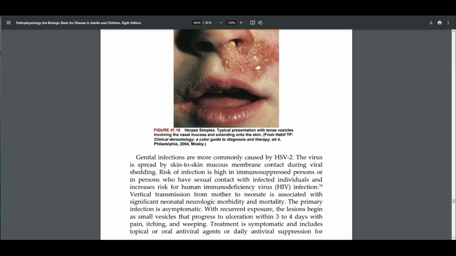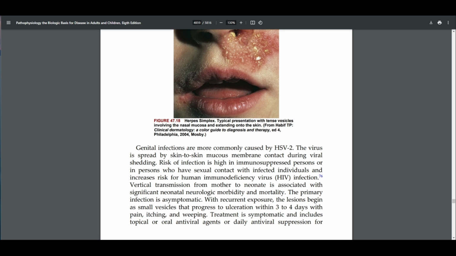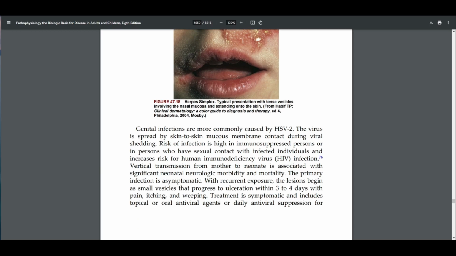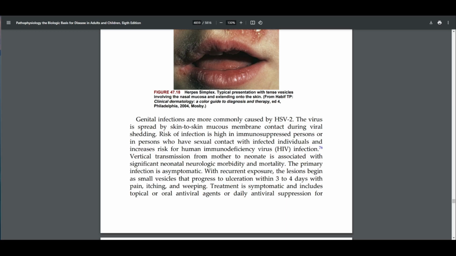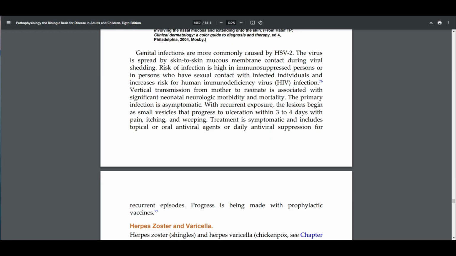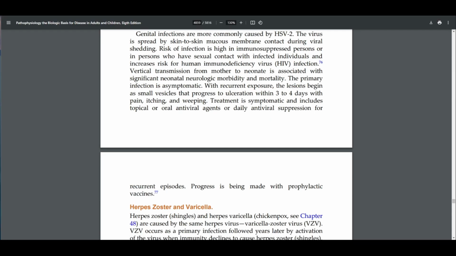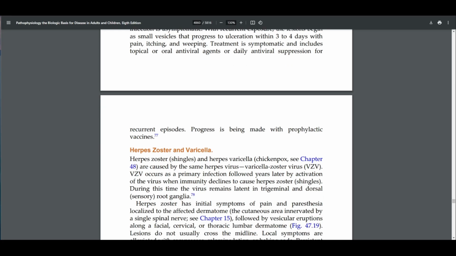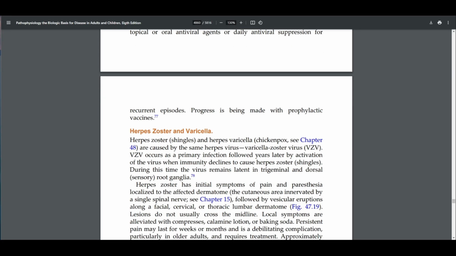Vertical transmission from mother to neonate is associated with significant neonatal neurologic morbidity and mortality. The primary infection is asymptomatic. With recurrent exposure, the lesions begin as small vesicles that progress to ulceration within 3 to 4 days with pain, itching, and weeping. Treatment is symptomatic and includes topical or oral antiviral agents or daily antiviral suppression for recurrent episodes. Progress is being made with prophylactic vaccines.